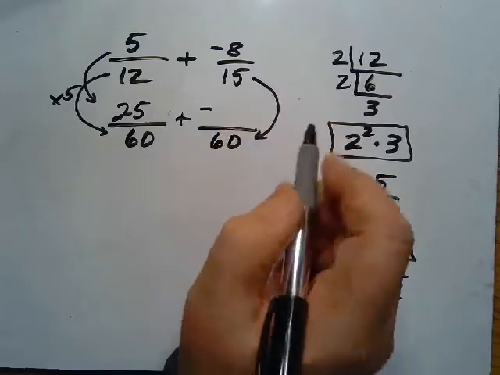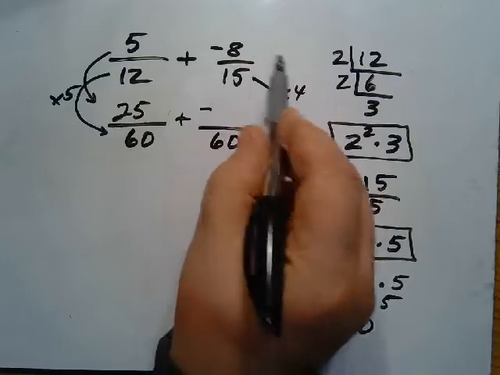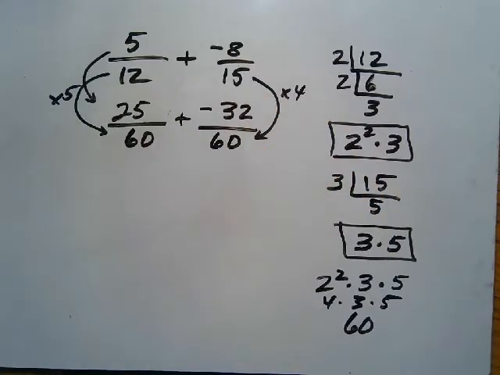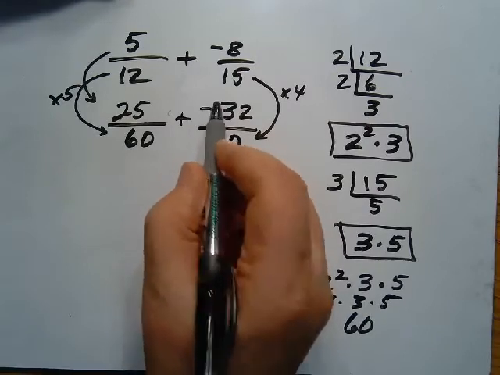15 times what gave me 60? Well, it was times 4. So negative 8 times 4 is a negative 32. Now these fractions are now equivalent fractions with common denominators, and so we can add them together. I'm saying add, but that's because that's really what we're doing.